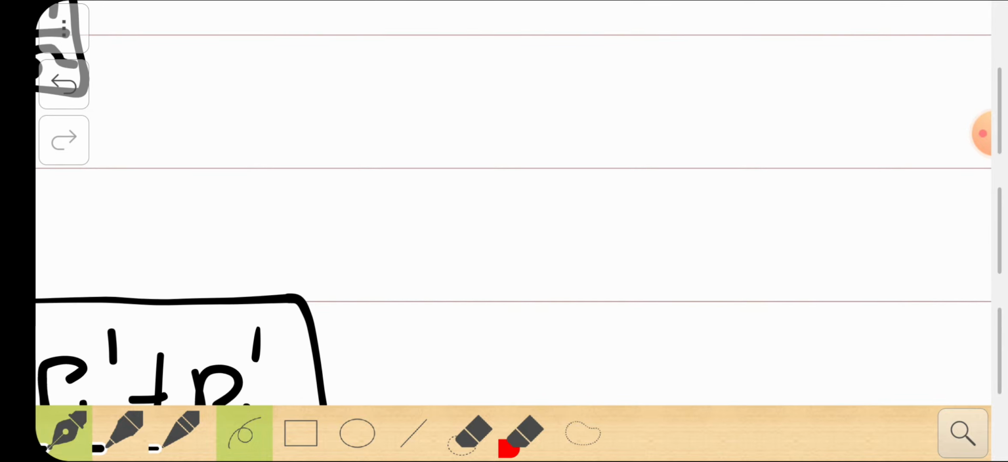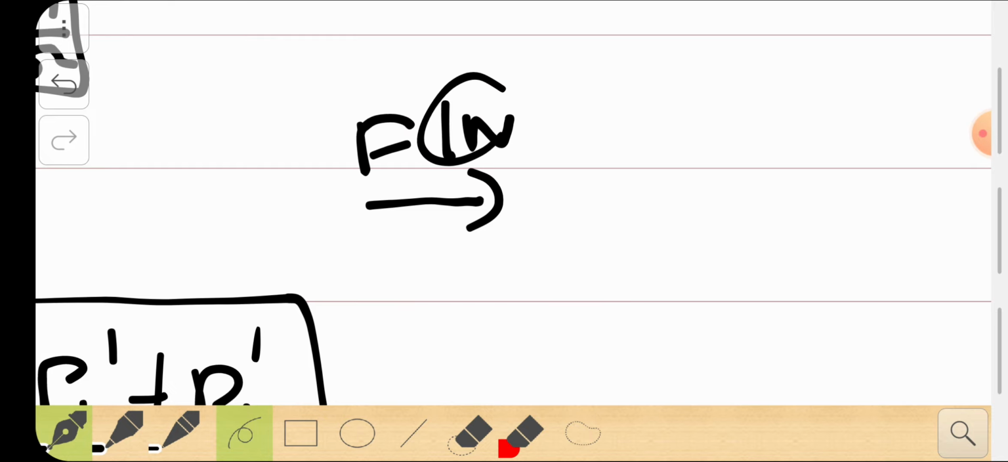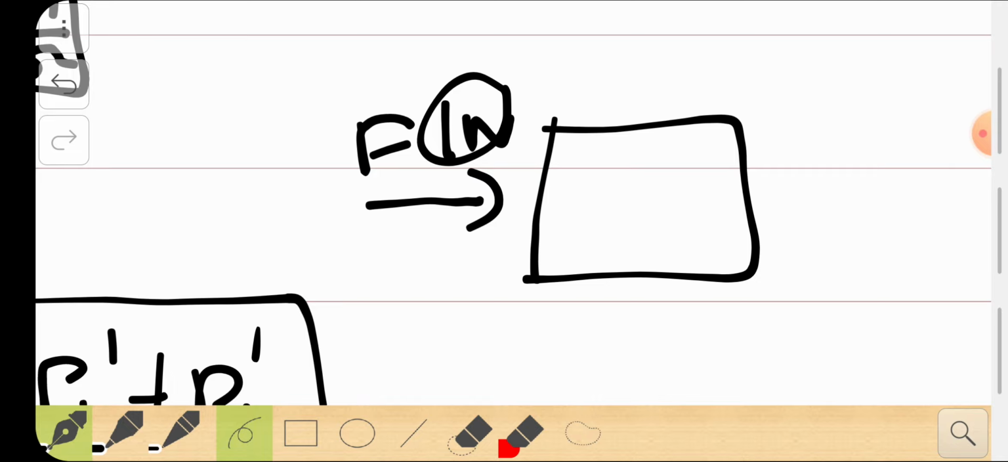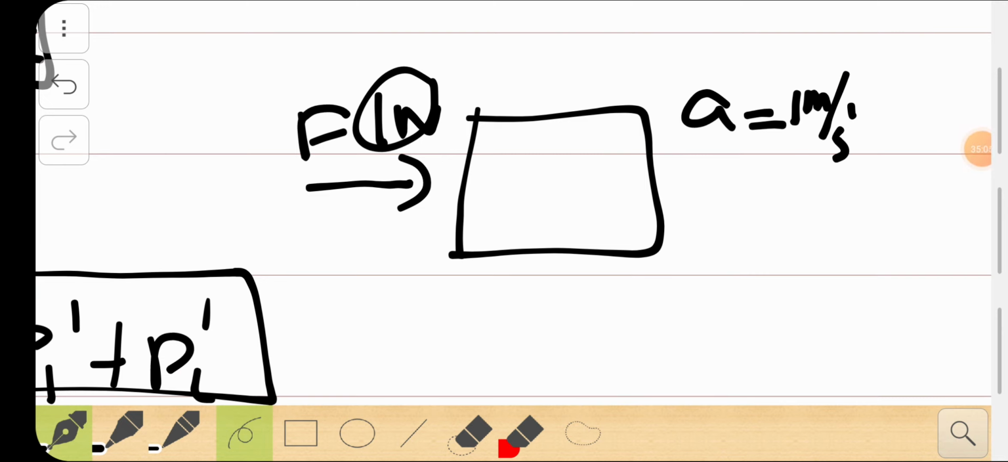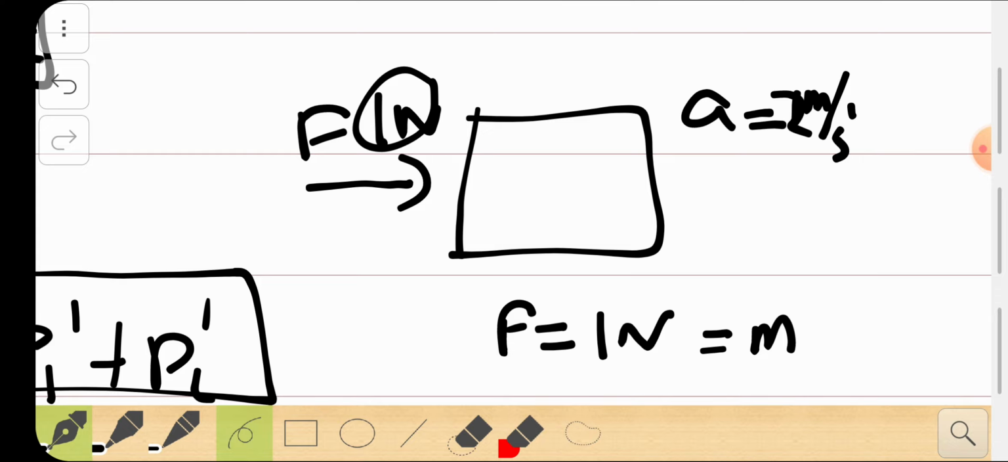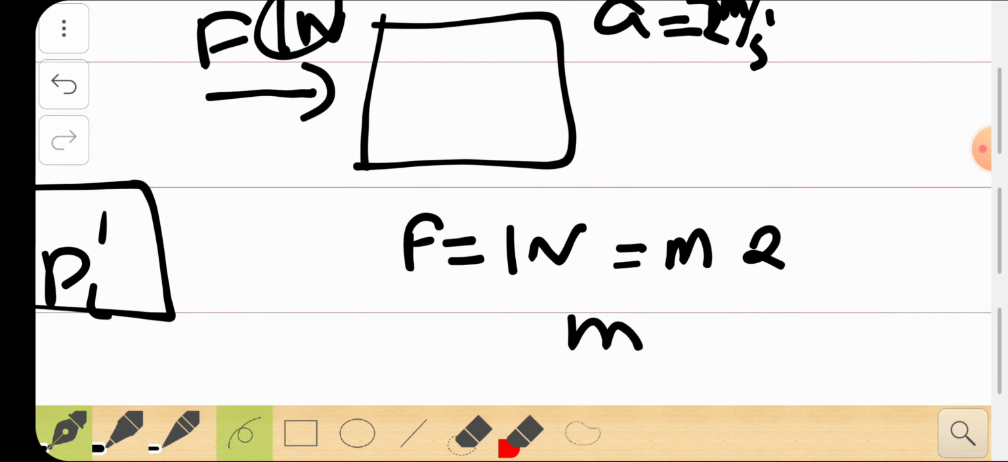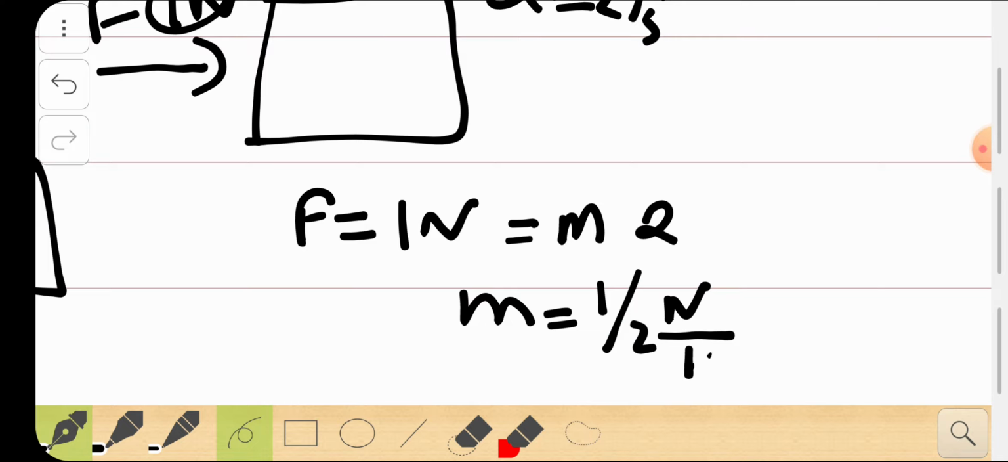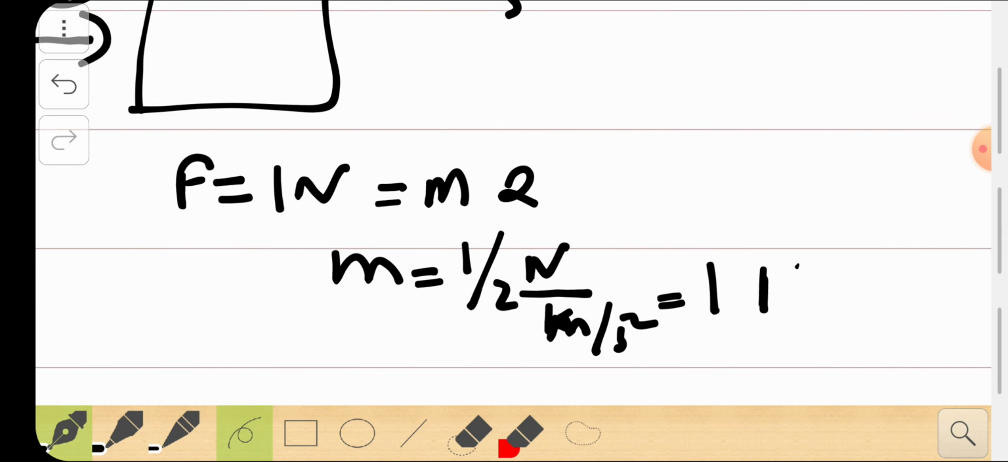If you can calibrate the force to some quantity, say 1 newton, and you apply it on a body, and you find that there is an acceleration equal to, say, 2 meter per second square, then you can say the force I have applied is 1 newton, but mass times acceleration is m times 2 meter per second square. So mass is just 1 by 2 newton per meter per second square, so that is half a kilogram. So that's the mass. You can calculate the mass, and this method of calculating is called mass calibration.